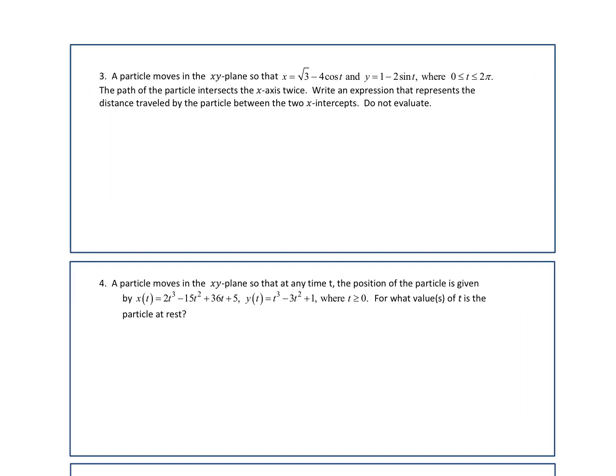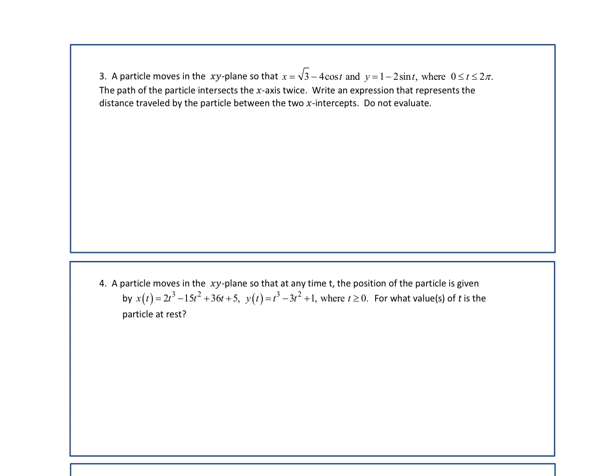All right, for number 3, a particle moves in the xy plane. X is given by root 3 minus 4 cosine of t, and y is 1 minus 2 sine of t. The path of the particle intersects the x-axis twice. Okay, so we know that's when y is equal to 0. Write an expression that represents the distance traveled. Do not evaluate.